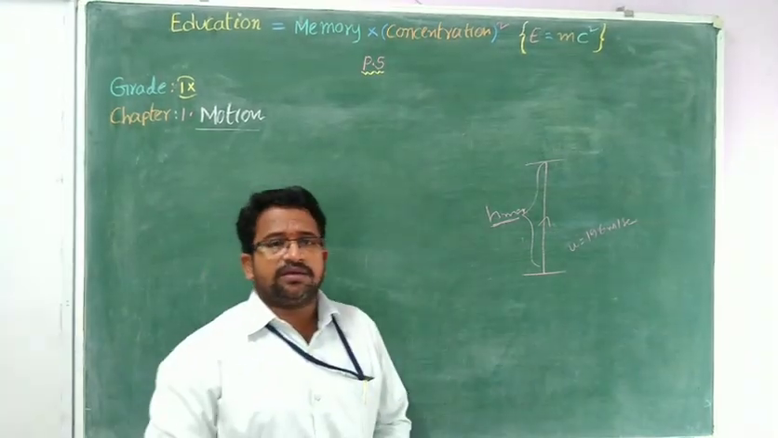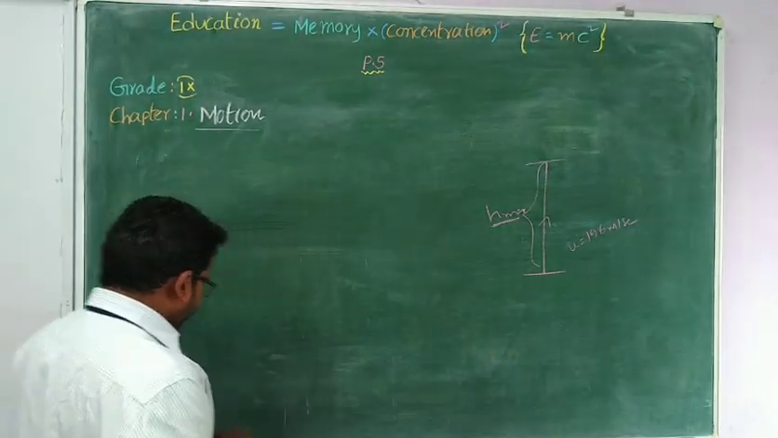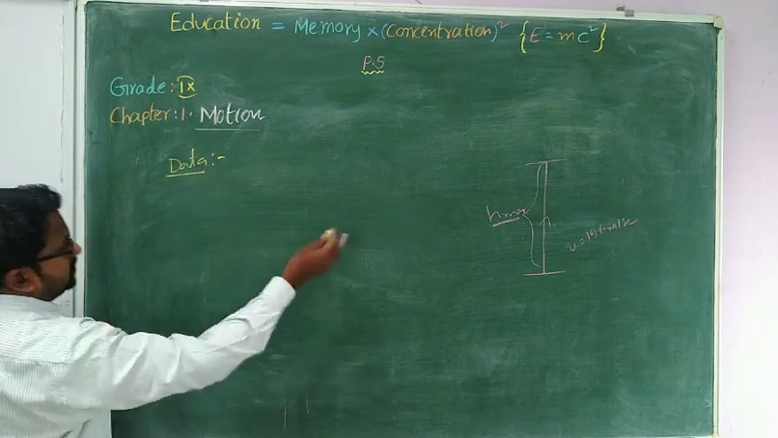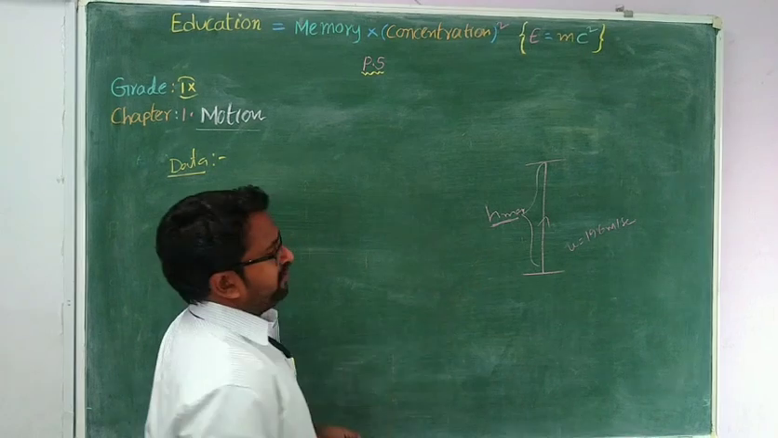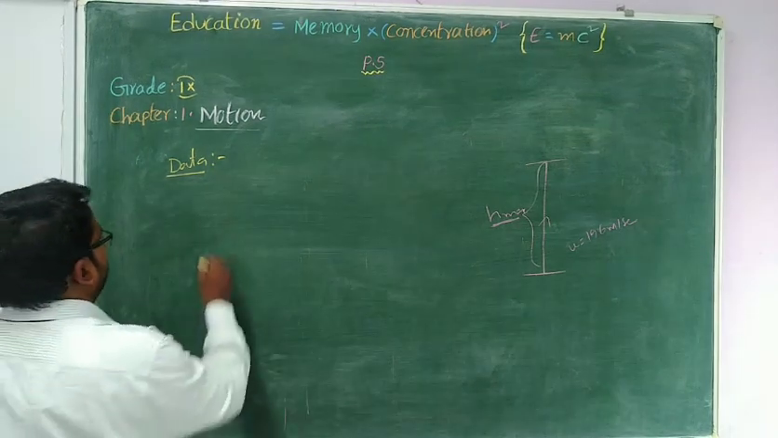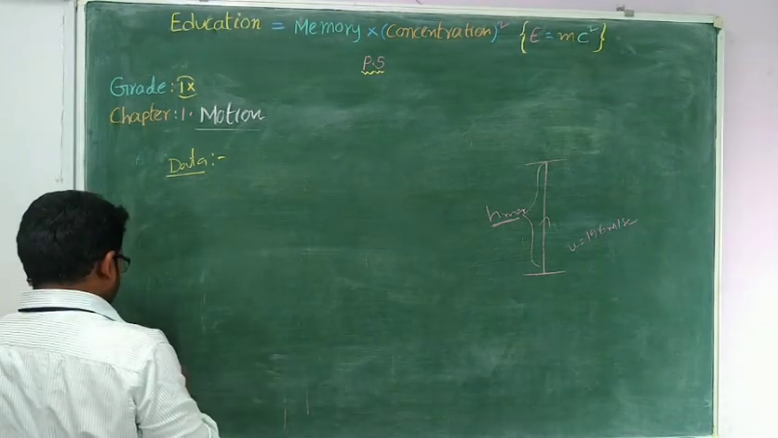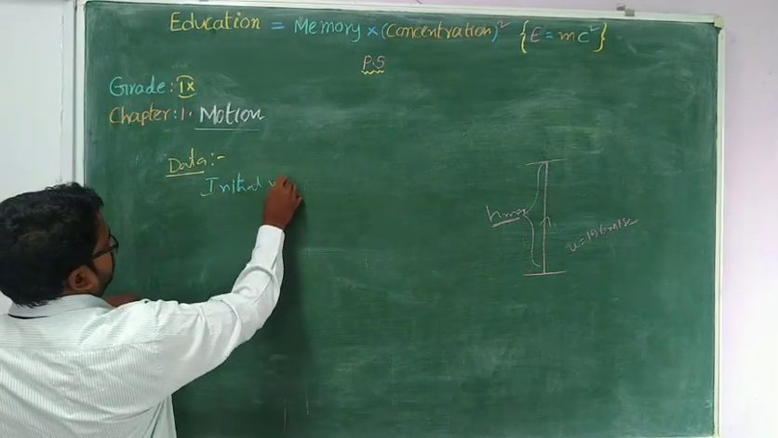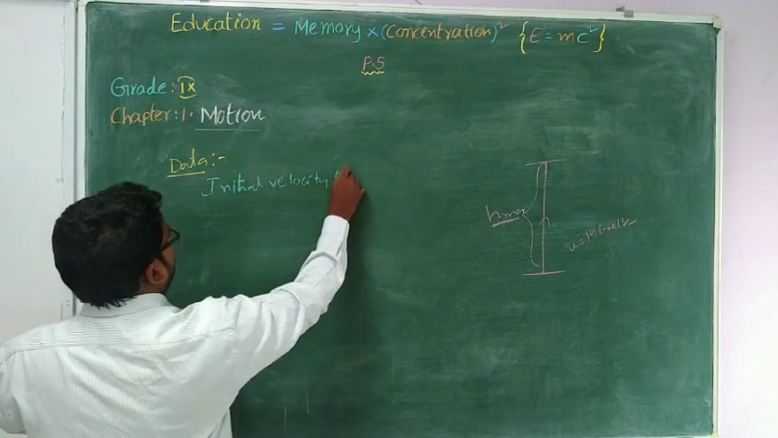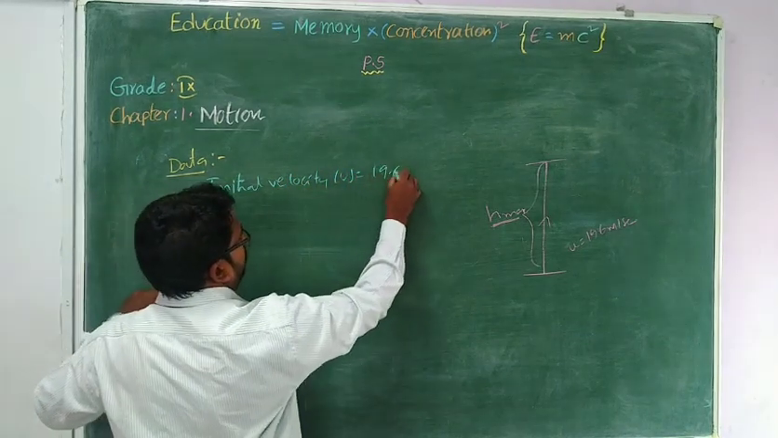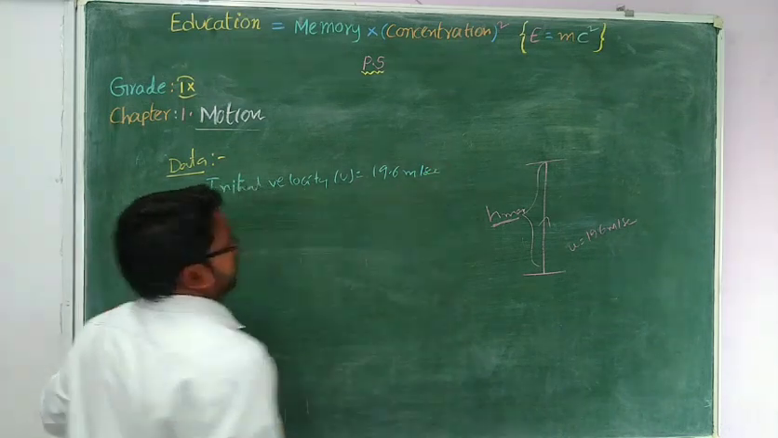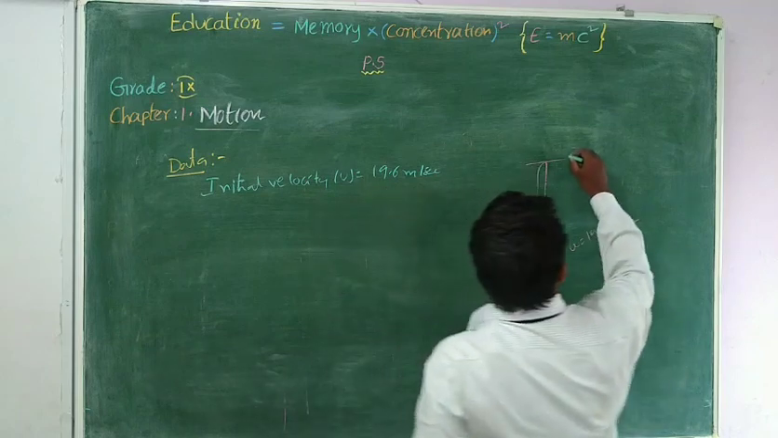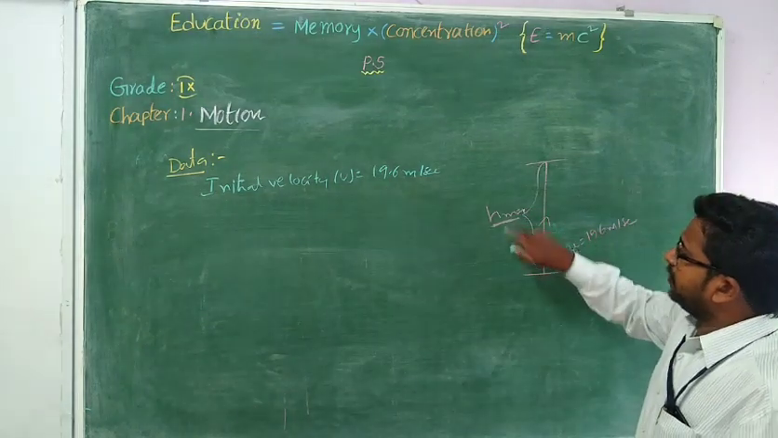So first see the data. When you see the question, only the initial velocity seems to be given, but so many things they have given. First you have to see that. What is the initial velocity? u is 19.6 meter per second. And the object reaches the maximum height.